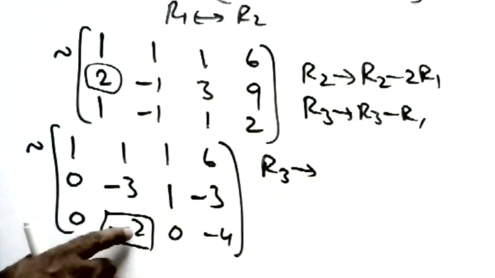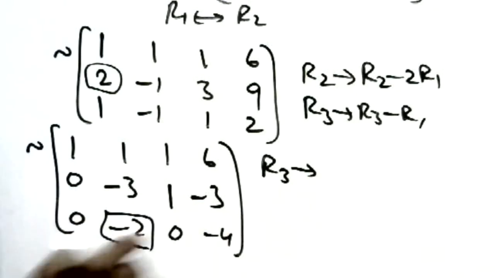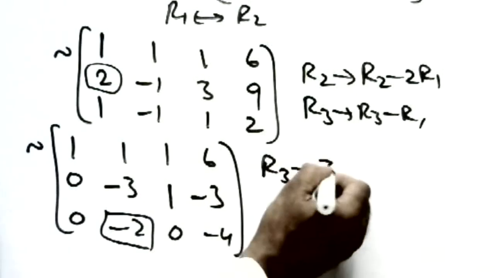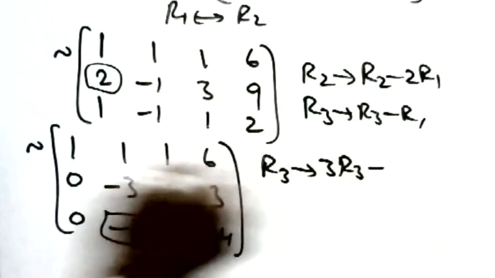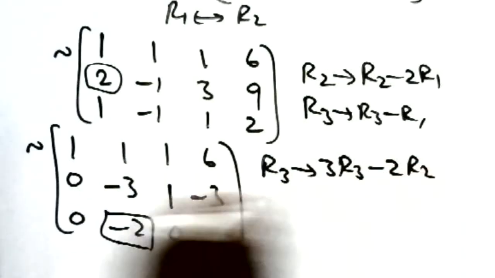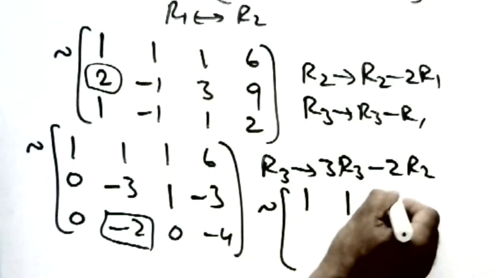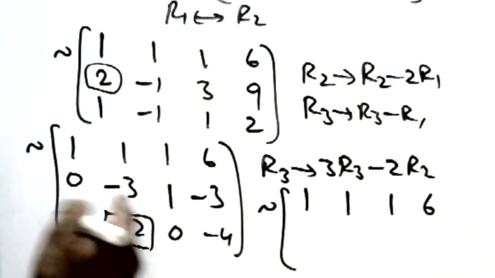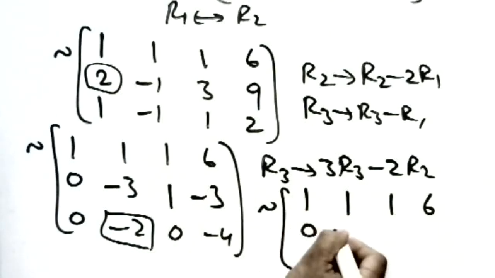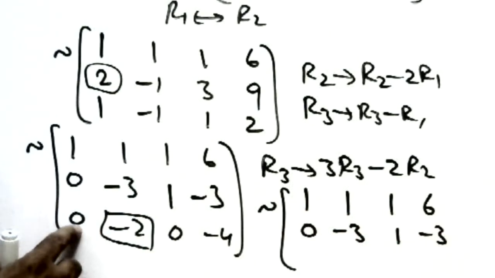So I'm changing like this. For R3, you see here, we have to make these two numbers the same. So multiply this with 3: 3 twos are 6, and this 2 times 3 is 6, so 6 minus 6 will become 0. So R3 becomes 3 R3 minus 2 R2. Let me change here itself: 1, 1, 1, 6. We are not changing the second row: 0, minus 3, 1, minus 3.